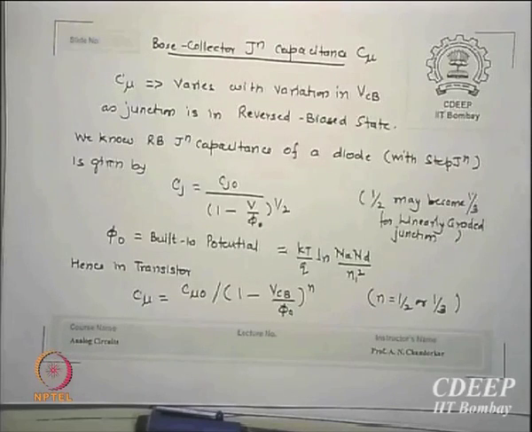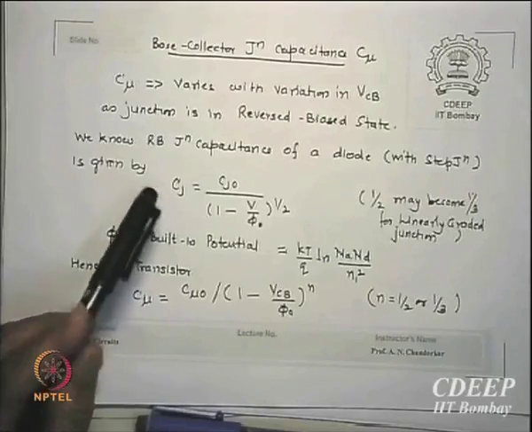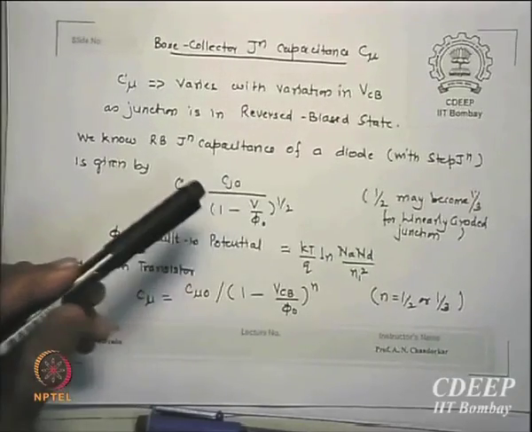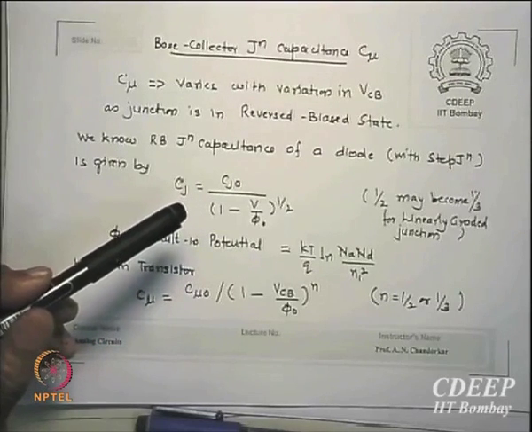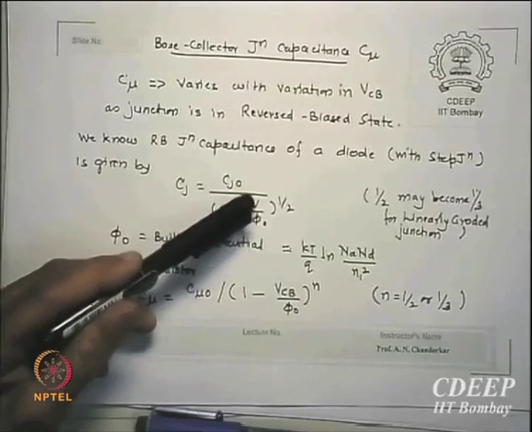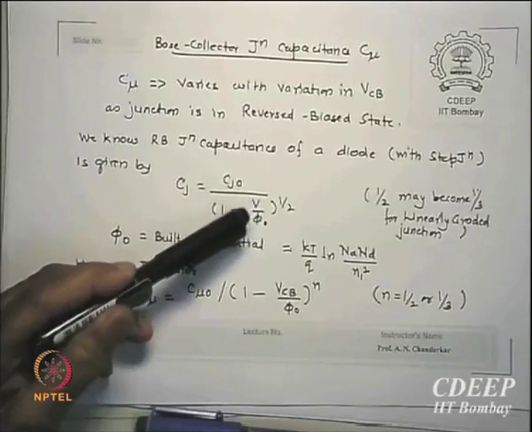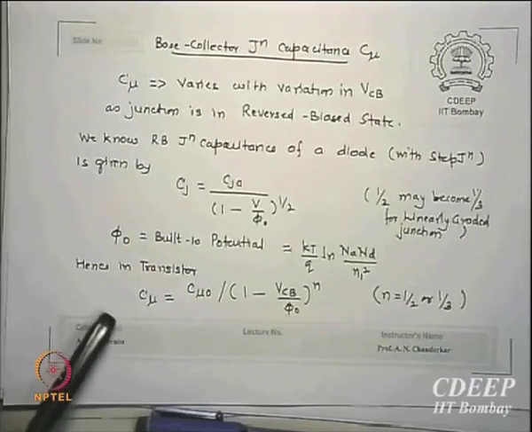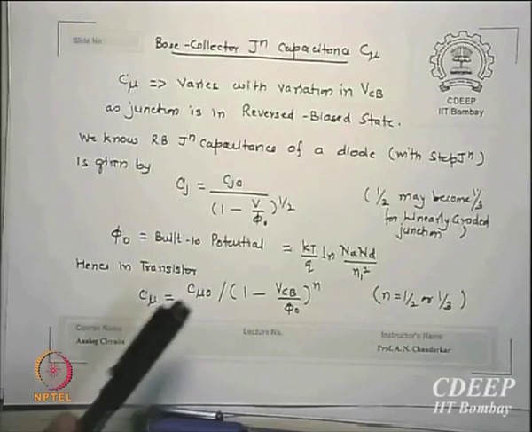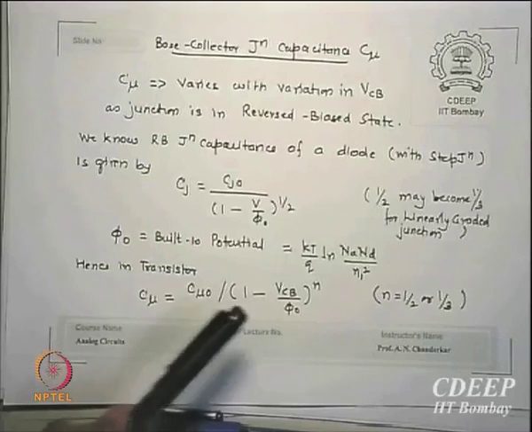So, we say this capacitance is a function of the reverse bias, whatever VCB I apply. Okay. So, I say this junction capacitance is CJ0. What is CJ0? The capacitance at 0 bias, that is the depletion width at 0 bias, at the built-in voltage. And this V is the applied reverse bias, and phi 0 is called the built-in voltage for the junction, which is KT by Q ln of NA ND by ni square. So, we may say for the transistor, C mu is C mu 0 by (1 minus VCB by phi 0) to the power of half.